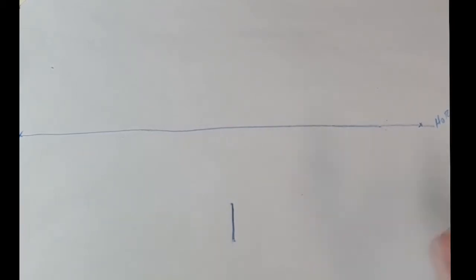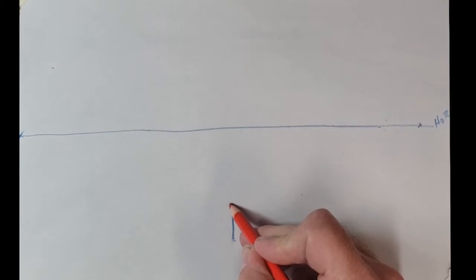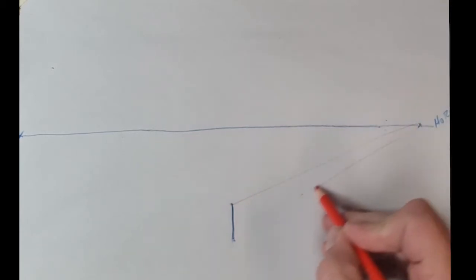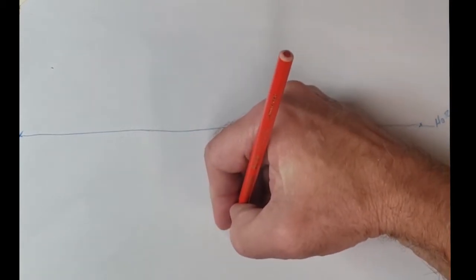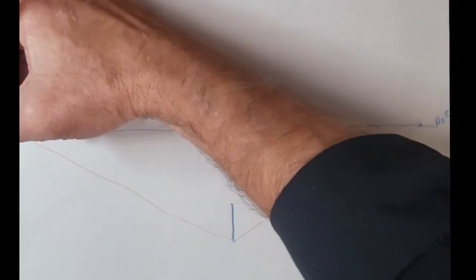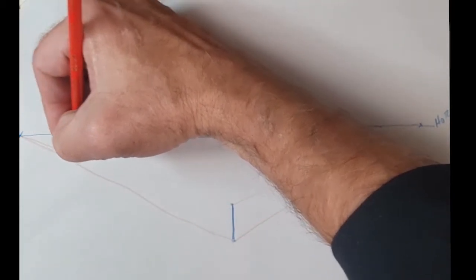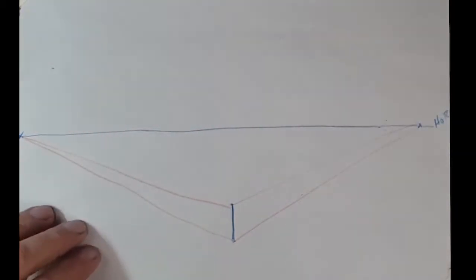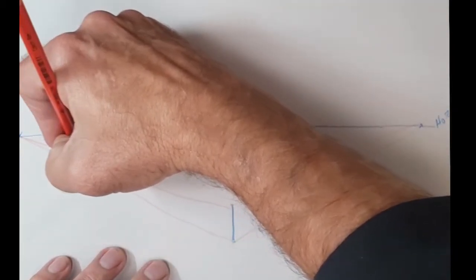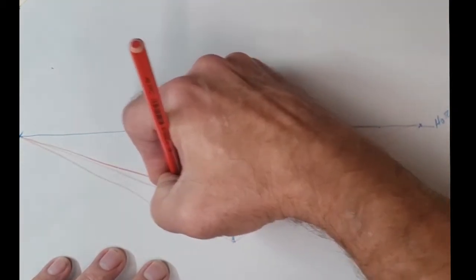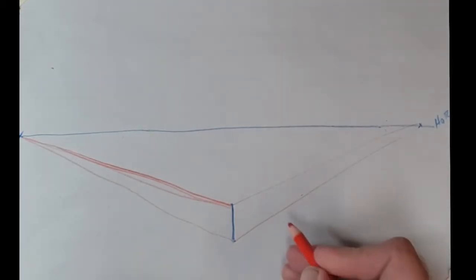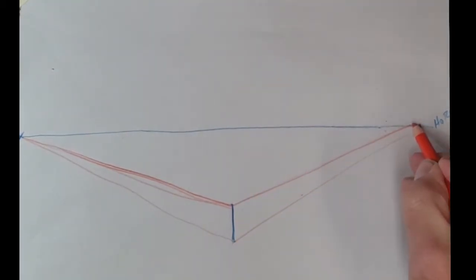And from that sight measurement, what we will do is extend lines from vanishing point to top and bottom edge. A little crooked there. Let's try and clean that up a little bit. All right, so that's what we're working with.